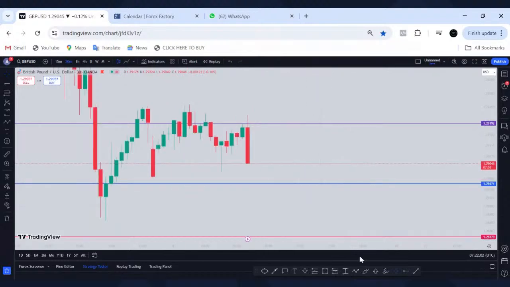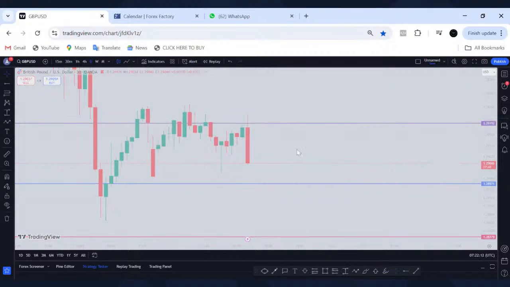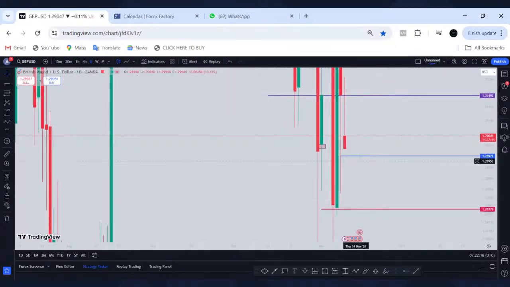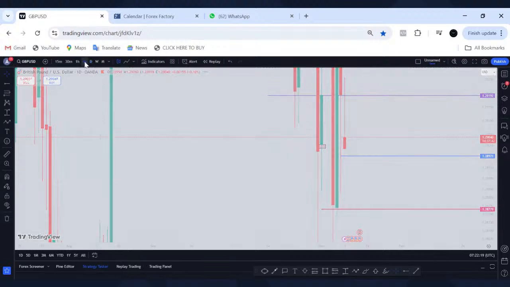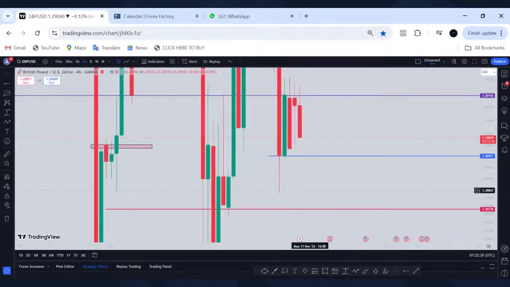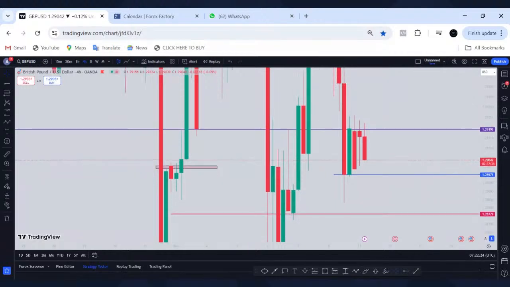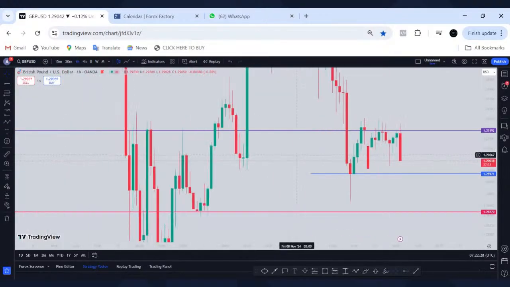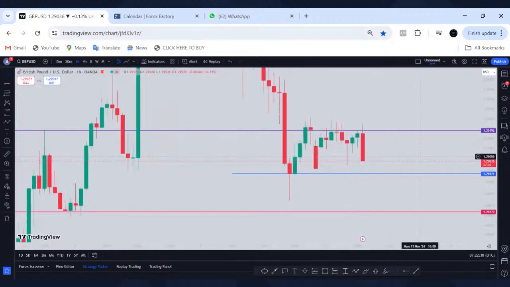It's looking good for the sell, but there was no entry. So price is currently going to retest this one. It would have been a nice trade setup. I'm very sure it's going to come to the daily resistance level. Price is really moving well. That's why I love GBP USD. When it is moving, it is moving. But there was no entry.